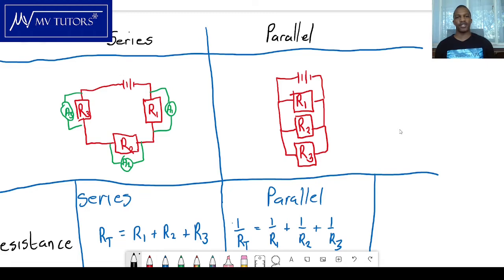So if each one of these has its own ammeter, I made it green, so let's stick to green. You'll have your A1 there, your A2, and then your A3 there. So your total means that if the water comes in here, eventually it comes out, and if you have an ammeter total, then it's an addition of A1, A2, and A3, because the water is coming from here.